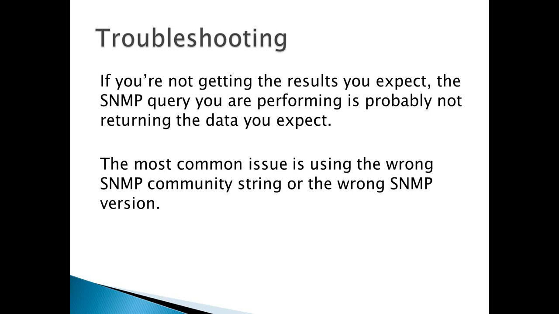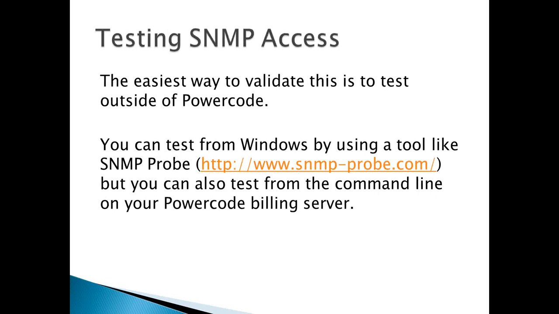The most common one is the device is not returning the data, and this is going to be either the SNMP community string you're using, which is essentially a password for SNMP to allow you to get data from it, is wrong, or using the wrong SNMP version, or you have the wrong OID. So the easiest way to validate if this is the case is to test outside of Powercode.